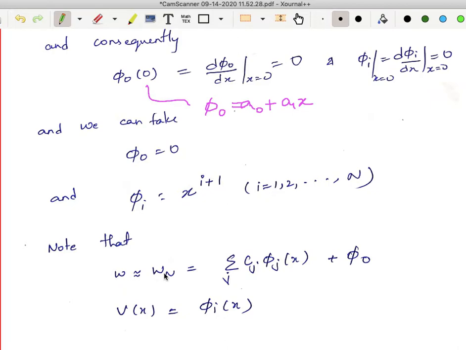So this is Wn, and what are the weight functions? Weight functions, in the Galerkin method and the Rayleigh-Ritz method, are the same as the approximation functions. So in this case the weight function will simply be x to the power of I plus 1.